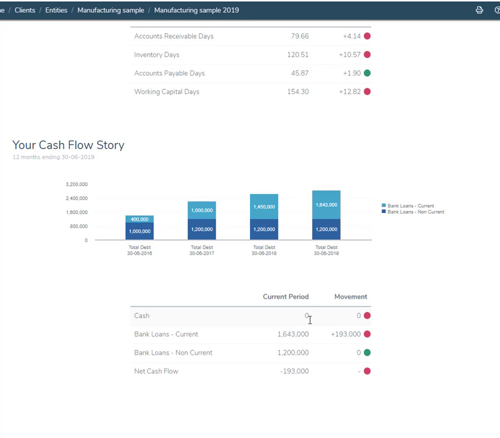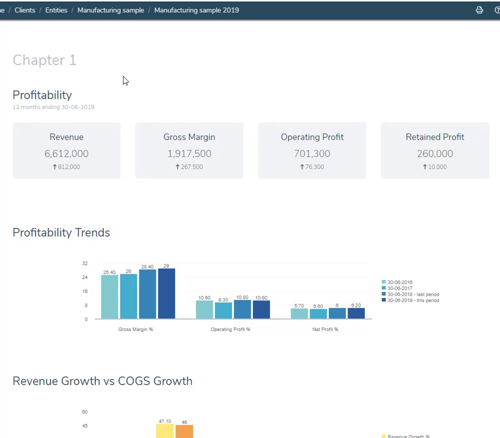So when we look at our story down the bottom, we have zero cash, which is obviously not good. We have current bank loans, which have increased, which is also not good. The non-current loans haven't, which is great. But our net cash flow is negative $193,000. So effectively, even though we're making greater profit, because it's taking longer and longer for us to get the money for the things we've already paid for, we have to pay for them using loans, so our cash flow is actually negative. And we'll just quickly look at chapter 1, which is all about profitability.